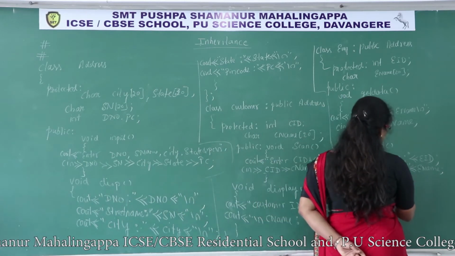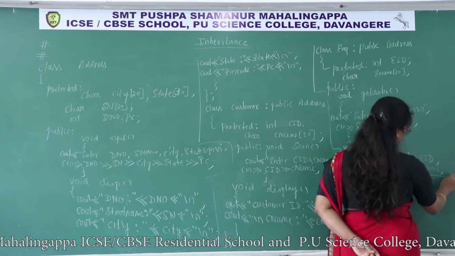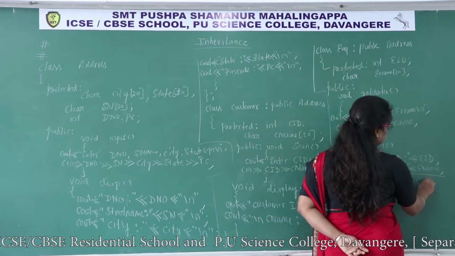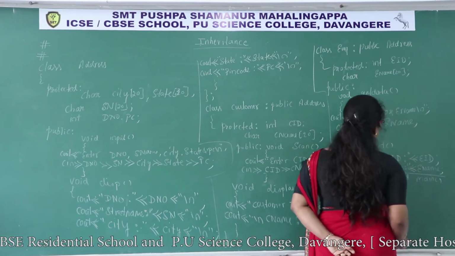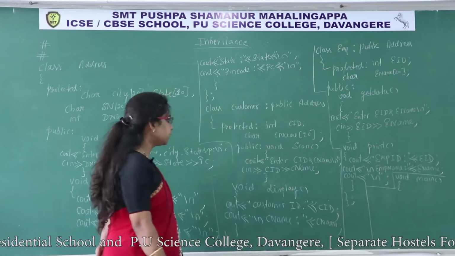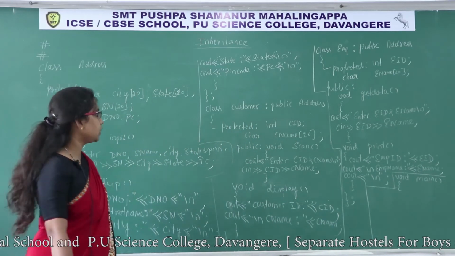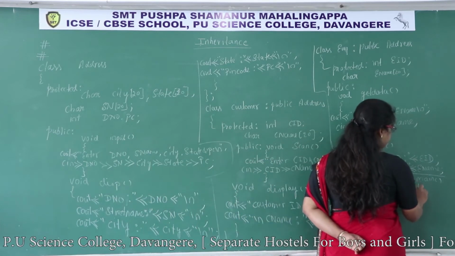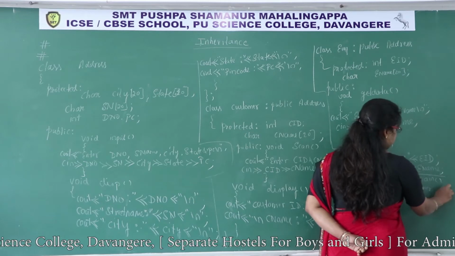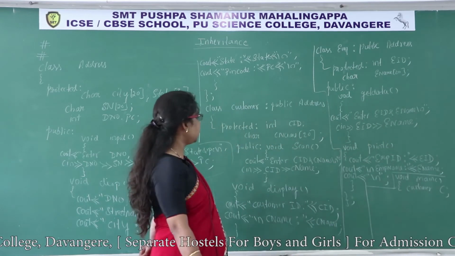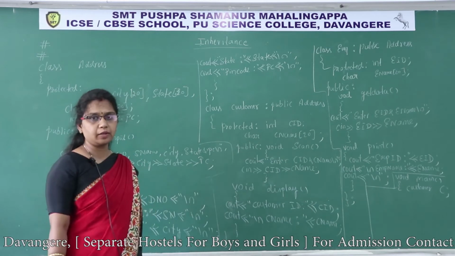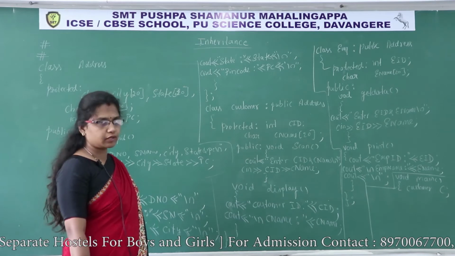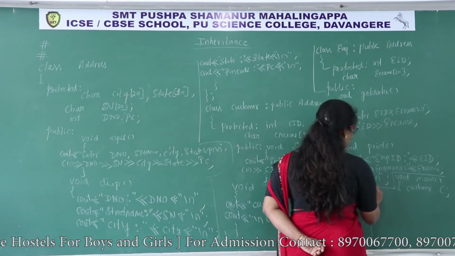I'll write the main function. void main. Now I want to read details for customer, so I must create an object for the customer class. Customer c. Now I want to read customer ID and customer name. These two instructions are there in the scan function, so we should call the scan function, c.scan.